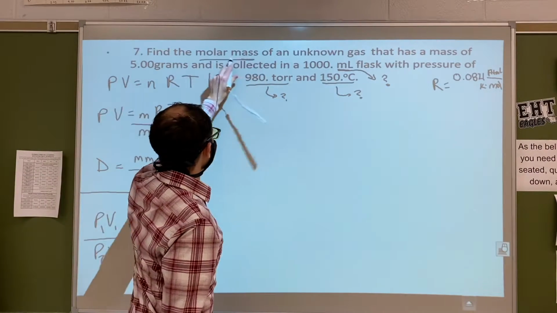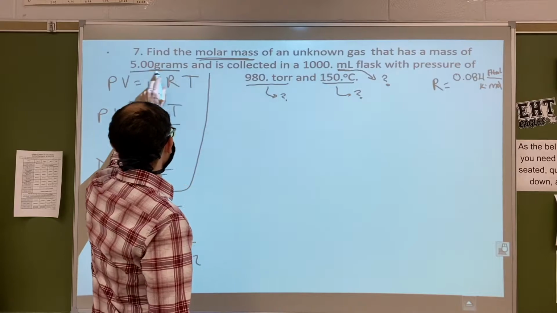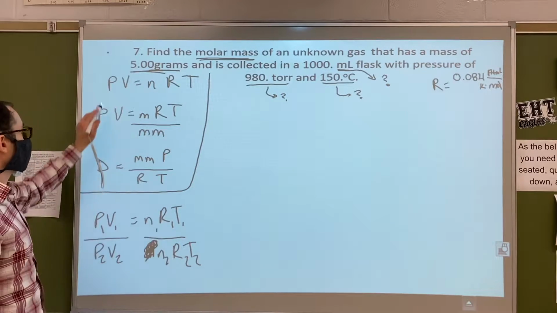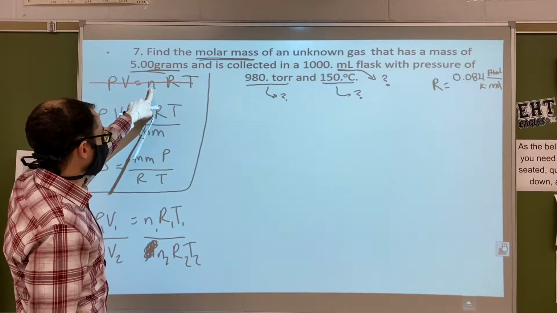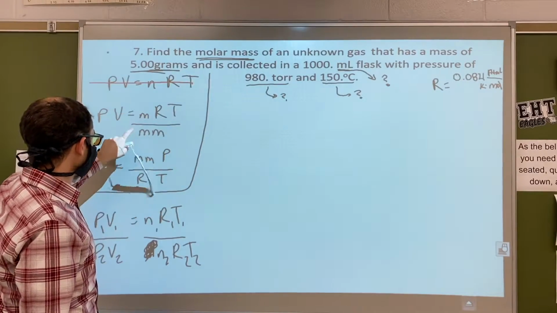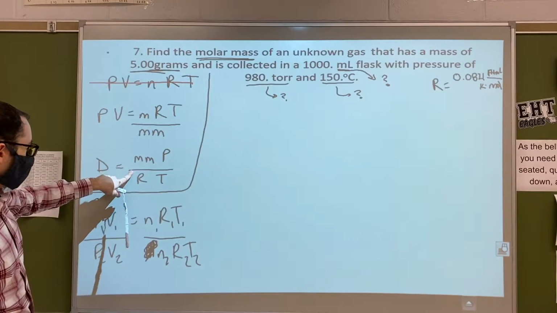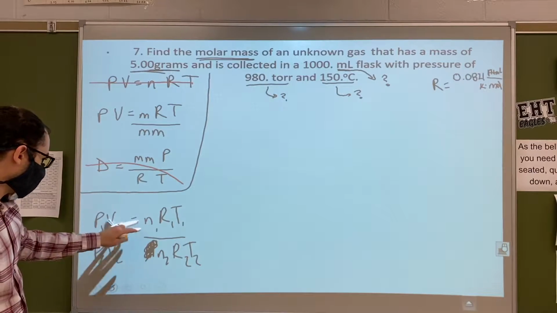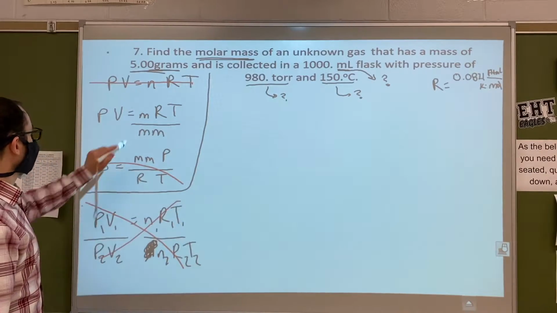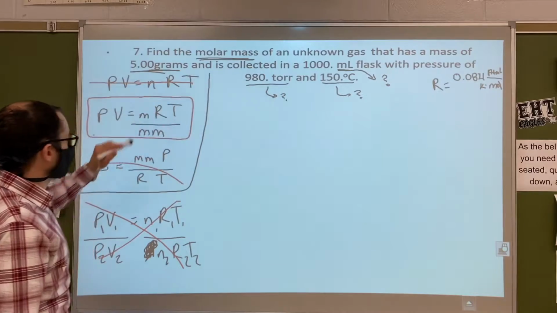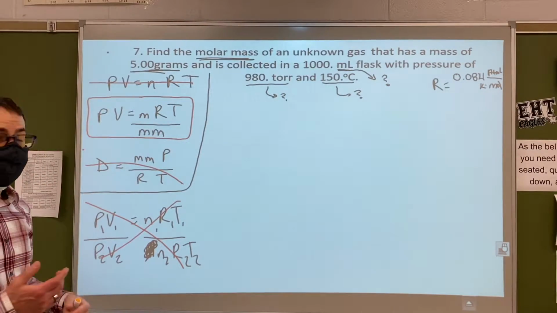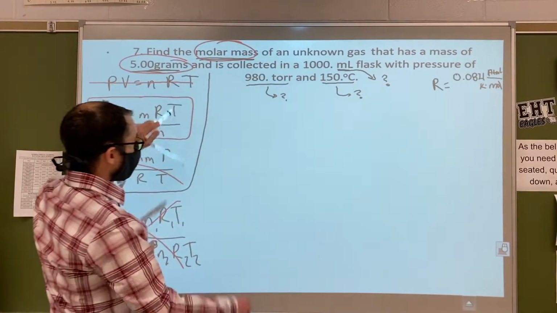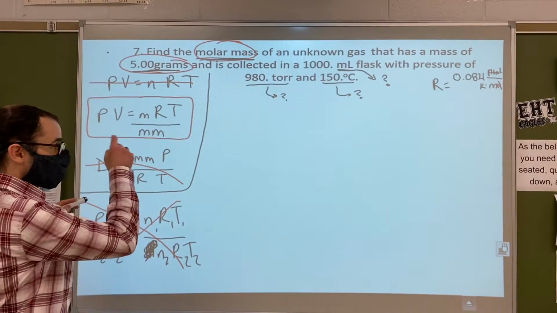It's asking for molar mass, and it gave you grams. So that means we're not going to use this one because this has moles in it, doesn't have molar mass. This one has molar mass, but it's only used for density, so we're not going to use this one. And this one down here, again, doesn't have molar mass. So we're going to use this equation, okay? That's how I figured it out: I looked at what was given, molar mass, mass, and the other things, and we're going to use that one.